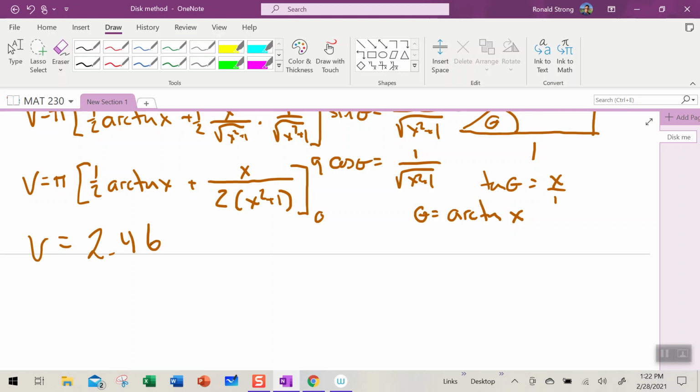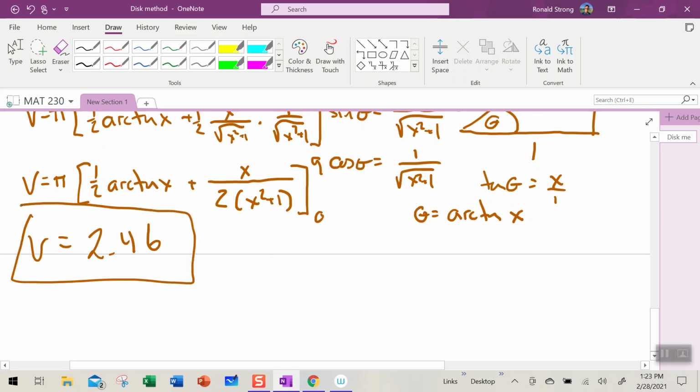So that is how you can find volume using trigonometric substitution. And in this particular case, the disk method. It was a situation where it didn't look like you would want to use trigonometric substitution because of no radical, but sometimes it works even when we don't have the radicals, depending on the nature of the problem.